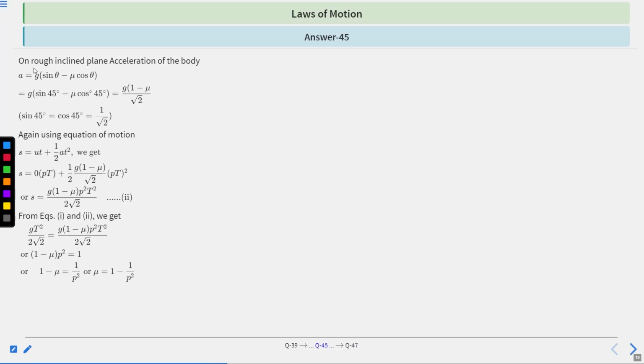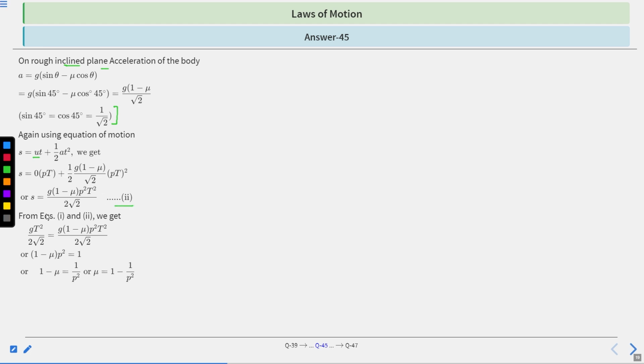On a rough inclined plane, the acceleration of the body is a equal to g sin theta minus mu g cos theta. On solving these terms, sin 45 degrees equals cos 45 degrees, and mu is taken accordingly. Taking this term, we use s equals ut plus half at square, and after solving this term we get s equal to this.